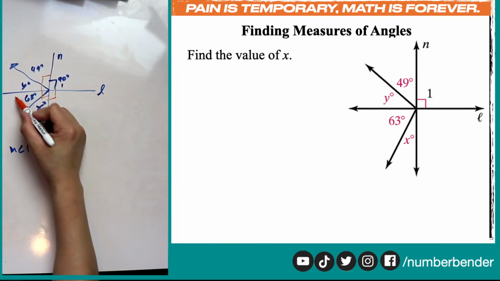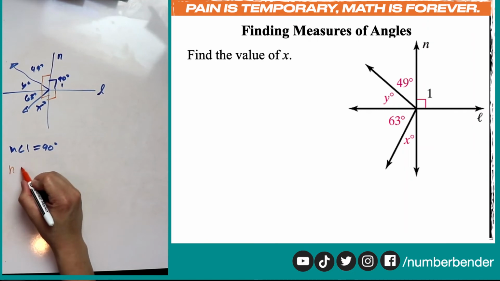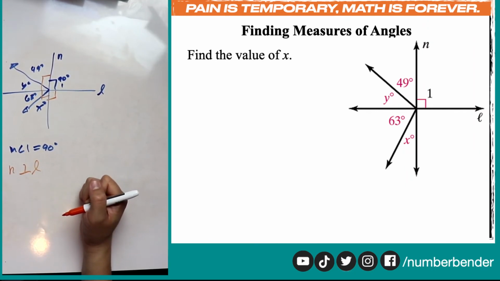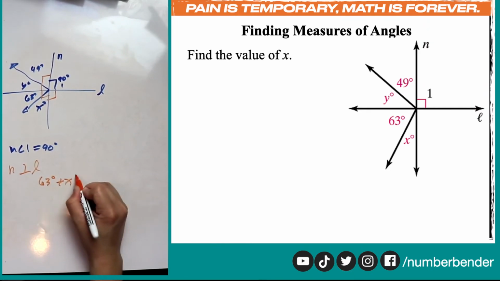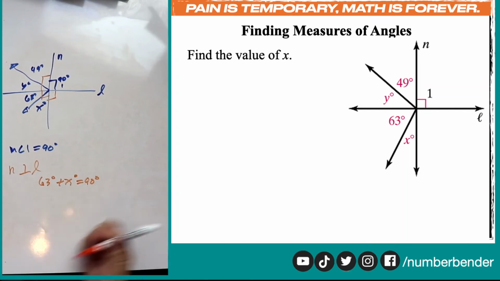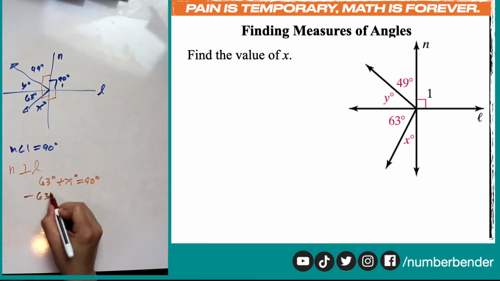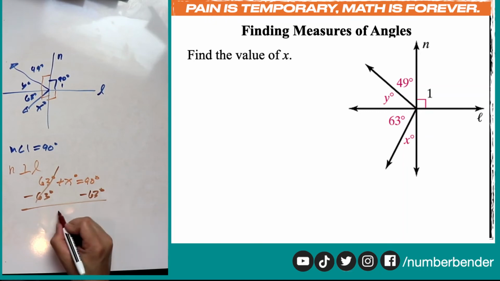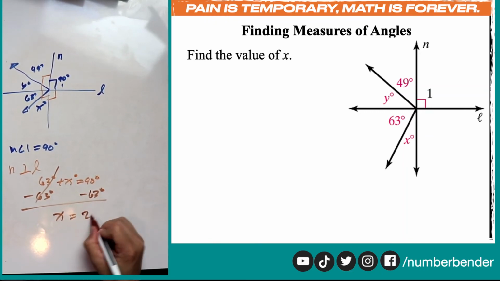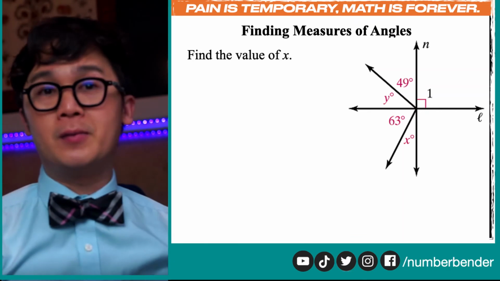So that means we can now use algebra to form an equation, because we know that N is perpendicular to L, and from here our equation will be 63 degrees plus x degrees is equal to 90 degrees. And we're able to formulate this equation because of the theorem. And now we can use algebra to find the value of x. So we subtract 63 from 90, so x is equal to 27 degrees. And this is how we use geometry and algebra to solve problems similar to this one.